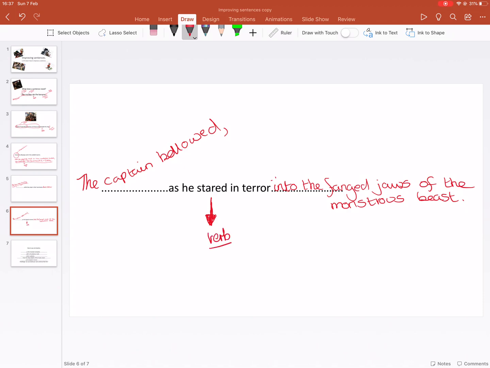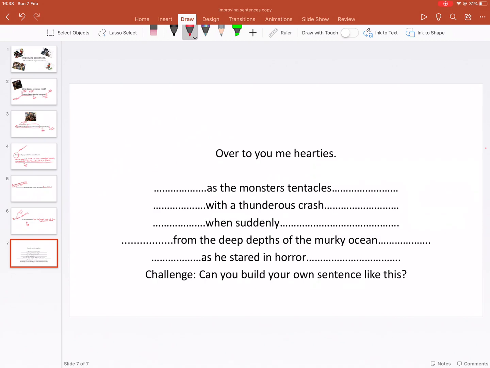Fourth time of doing this, I'm becoming a blah, blah, blah. So, stared is your verb, not your noun. Make sure you've got a verb in your sentence. So, have a look. The captain bellowed as he stared in terror into the fanged jaws of the monstrous beast. So I've got my subject noun there, and I have got my verb. Right, so it's over to you, me hearties.